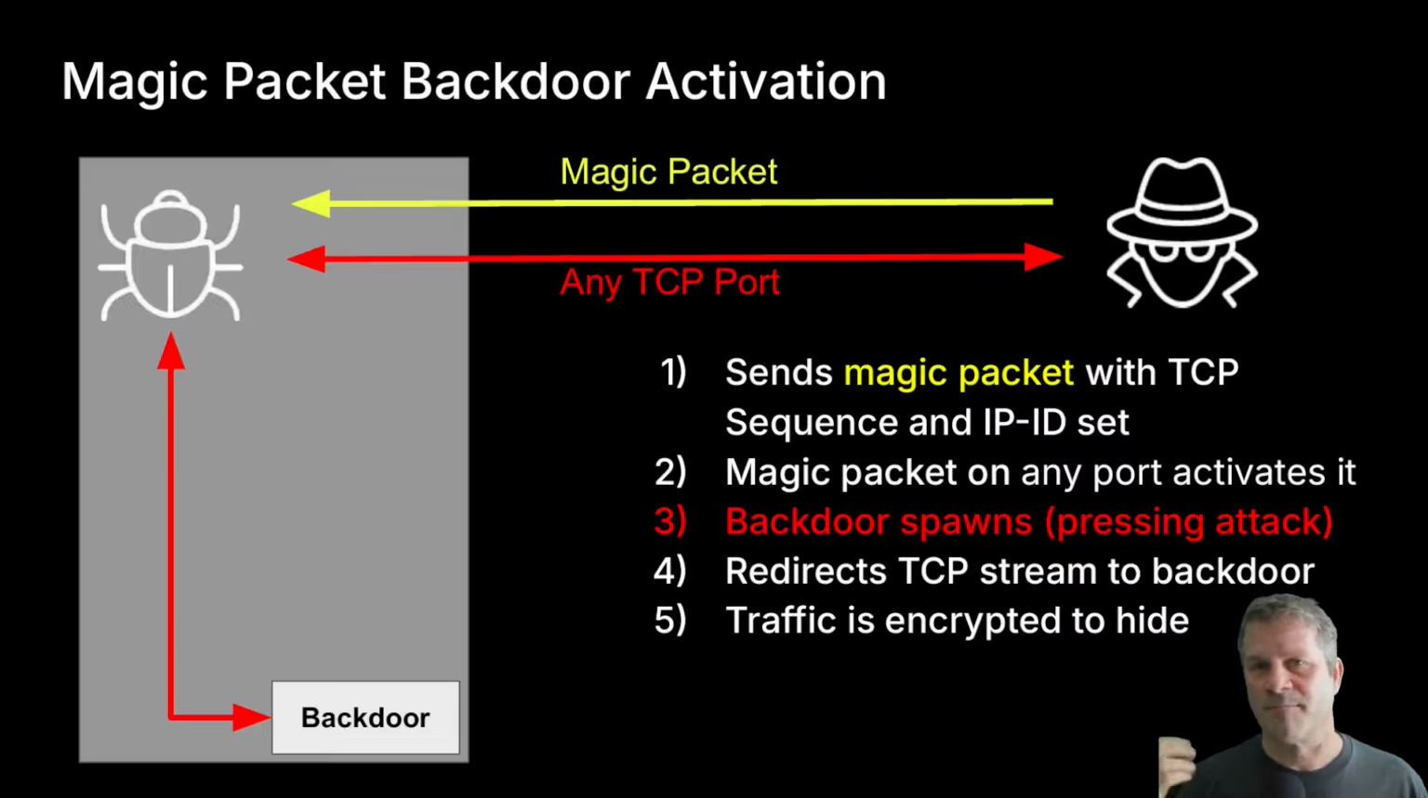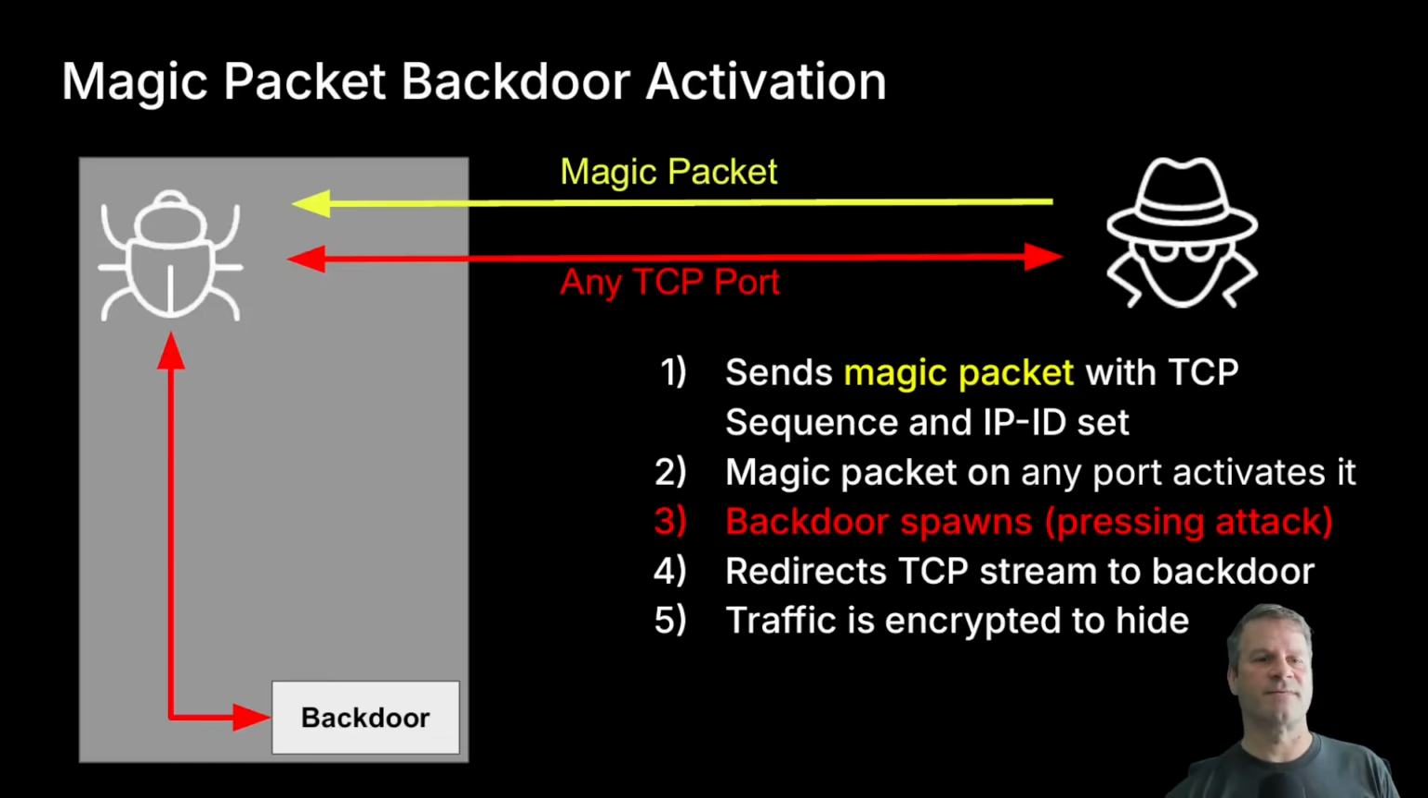Now, the backdoor is going to spawn on whatever port the attacker wants it to be on. And when they do, again, they're pressing the attack. They're now active on the box. That's going to be a good opportunity to spot them. That backdoor is redirecting all the TCP traffic to that backdoor. And again, all the traffic is encrypted in order to hide.